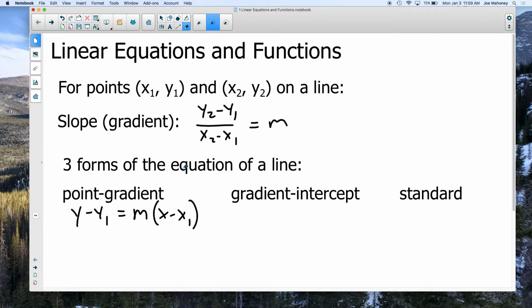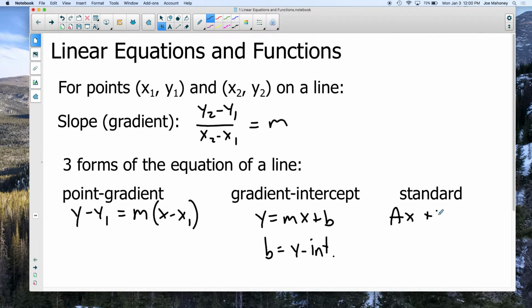You might also remember the gradient intercept or slope intercept form, which looks something like y = mx + b, where b is the y-intercept. You might remember that one. And the standard form is just where the x and the y are on the same side. So we typically go ax + by = c, where a, b, and c are in the set of real numbers.